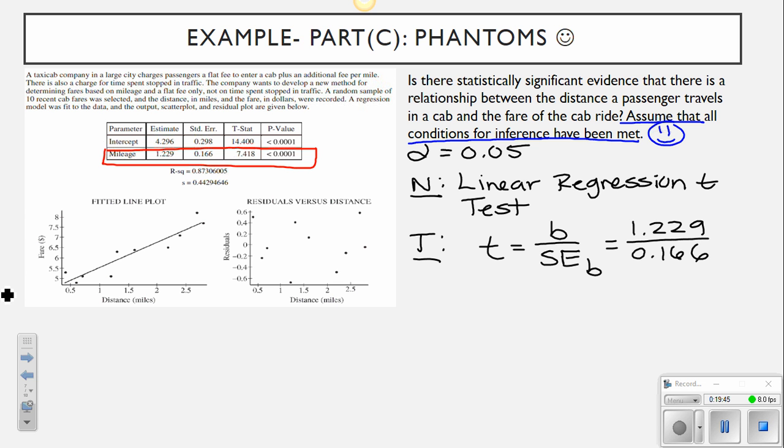Can you divide those two numbers real fast for me? 1.229 divided by 0.166. Why is it different? Because it's an estimate, right? But doesn't that look familiar? Isn't it basically that? So this number here is b over SE sub b. So that's your key statistic.